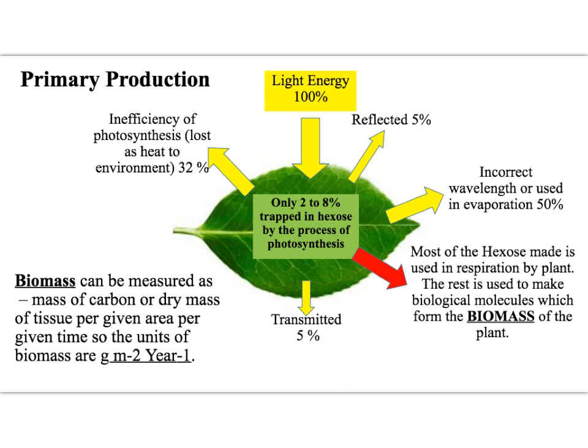And then the remaining light energy, 2 to 8%, is trapped in the process of photosynthesis, where carbon can use that light energy to convert carbon dioxide into hexose sugars. And it's those hexose sugars that will then be converted into other molecules like cellulose or starch or other biological molecules, and that makes up the biomass of the plant. So biomass can be measured in mass of carbon or dry mass of tissue per area per given time. And it's always important that you have mass per area per time when measuring biomass.